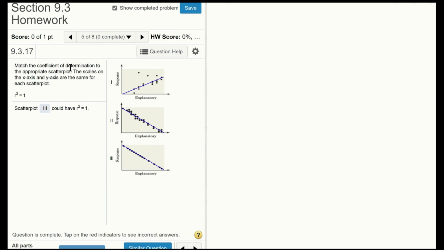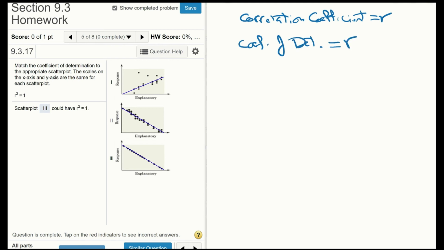All right, so here we're dealing with a question about the coefficient of determination. Remember, we already are familiar with the correlation coefficient, which we call R. Now, remember that the coefficient of determination is going to be the square of R. Also recall that if the absolute value of R is 1, we're going to get an exact linear association, right?